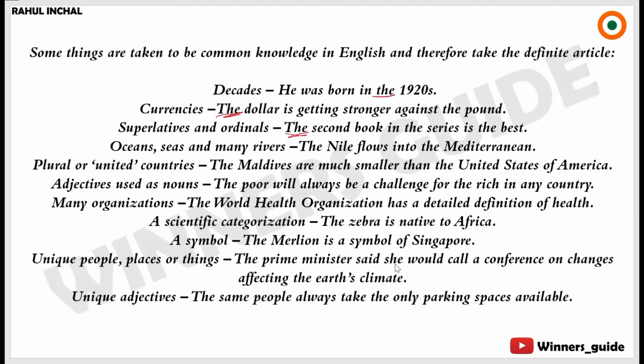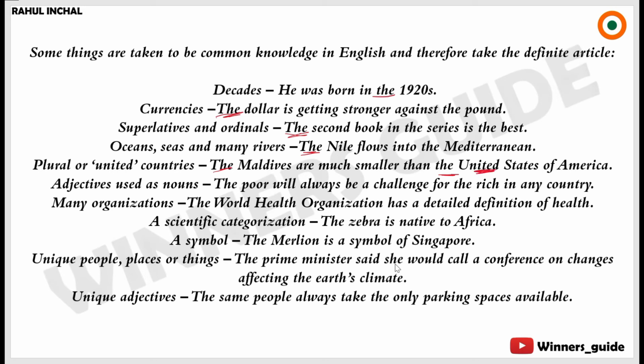Oceans, seas, and many rivers. The Nile flows into the Mediterranean. Obviously. Okay. Plural or united countries. The Maldives are much smaller than the United States of America. The Maldives, we use the before Maldives because plural. We don't use the India usually, but we do use the United States of America. Why? Because it's a United States of America.